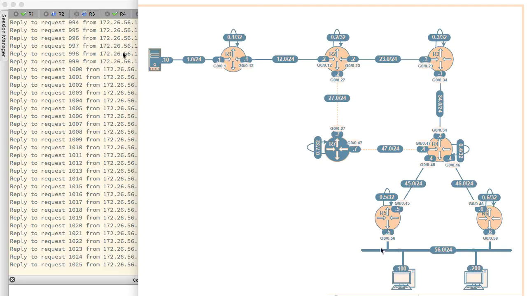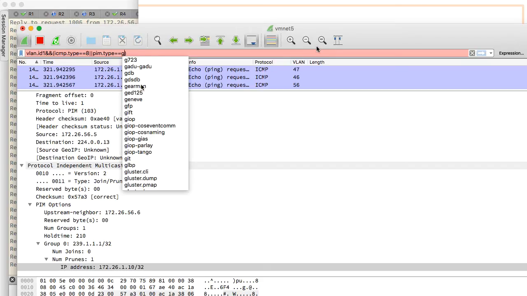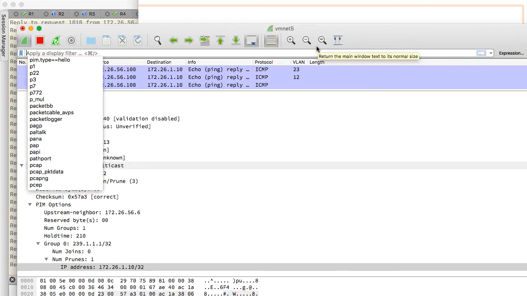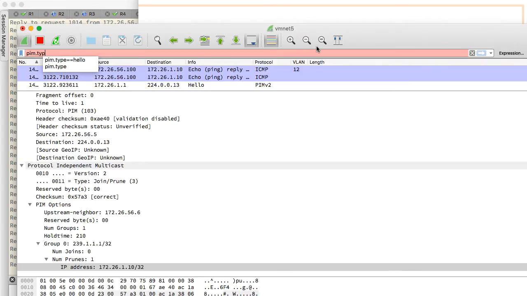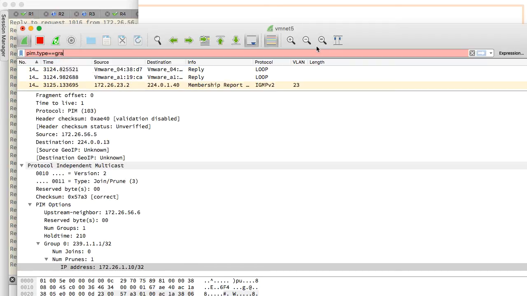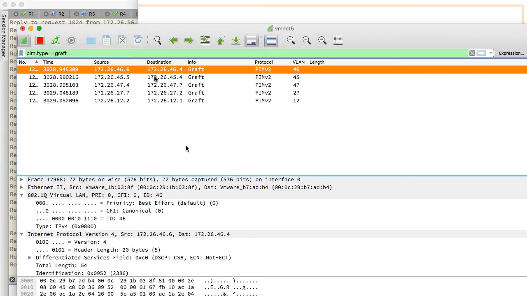So back to my packet capture here. And this time the PIM type is going to be, well, none of the names are actually working for me today, somehow. There we go. There are the PIM grafts. For some reason, it wouldn't take it in that complex expression.